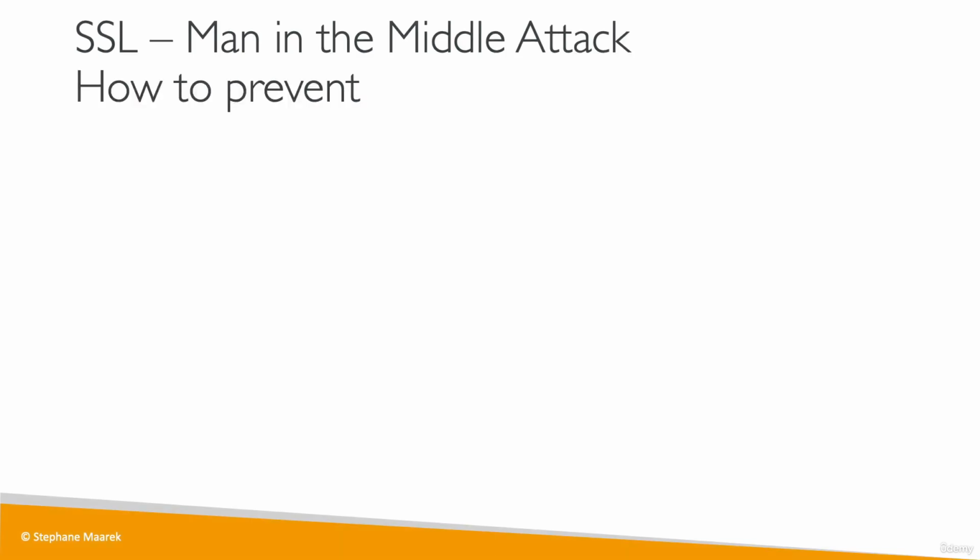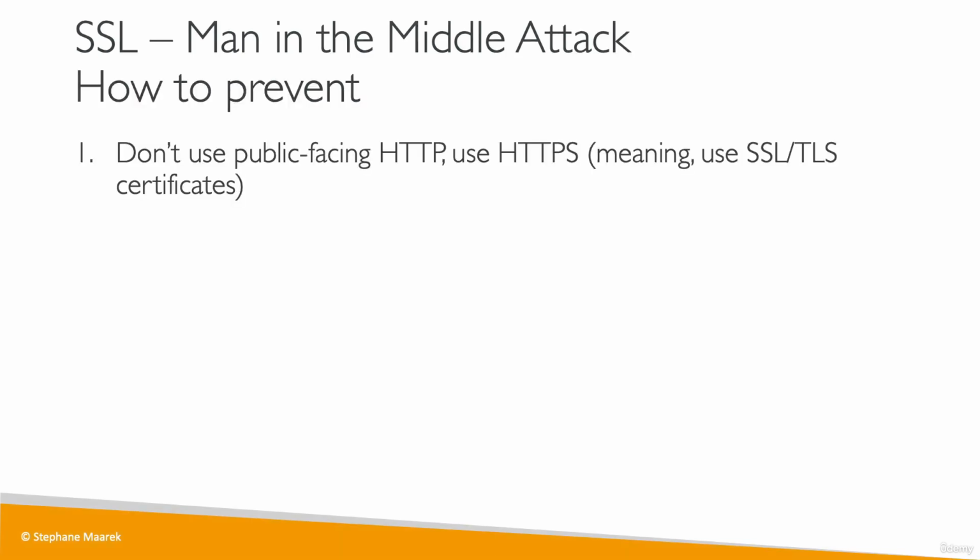So how do we prevent a man-in-the-middle attack? Number one is do not use public-facing HTTP servers. Use HTTPS. That means that you leverage SSL and TLS certificates, and that means that the content is encrypted between your client and your servers. That doesn't prevent the second vector of attack, which is to have a DNS attack. So if you're using a DNS that has DNSSEC enabled, that means that the DNS is going to be protected against the type of attacks as well.